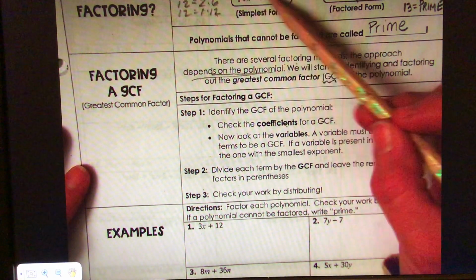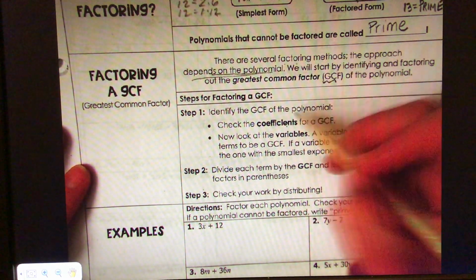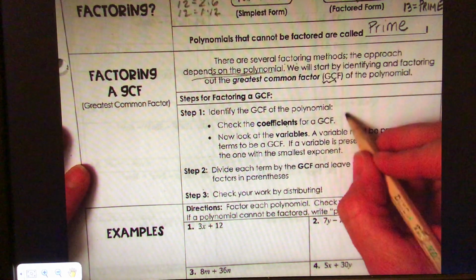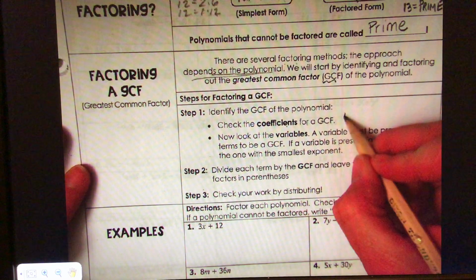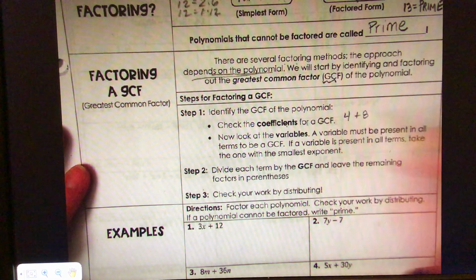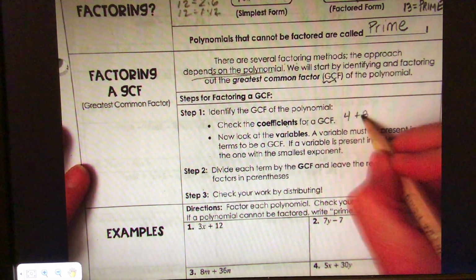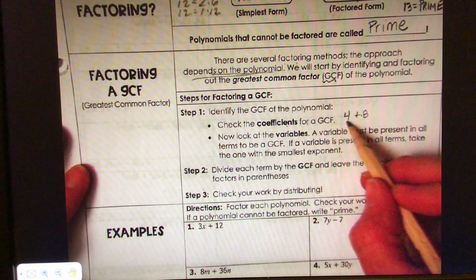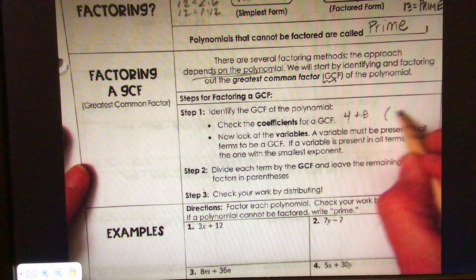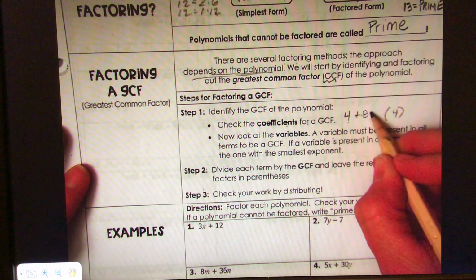If I look up here, make sure you can see that, I looked at the coefficient, right? So if I think about this example, I had coefficients in my basic example. I had 4 and I had 8. Those were my coefficients for up here. So if I think about these, the greatest common factor is 4, right?